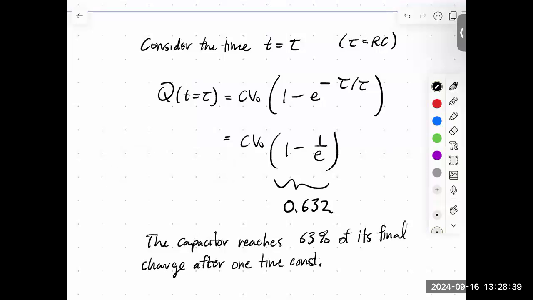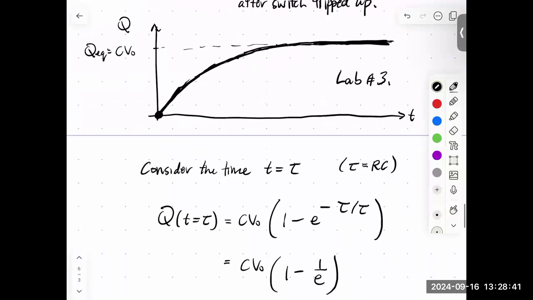So on our plot, if we wanted to add that point to our plot, we would find about 63%, I don't know, somewhere around here. So this would be like 0.632 of CV naught, and that time corresponds to one time constant.